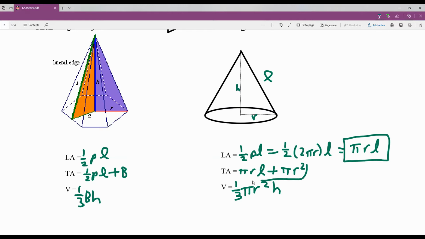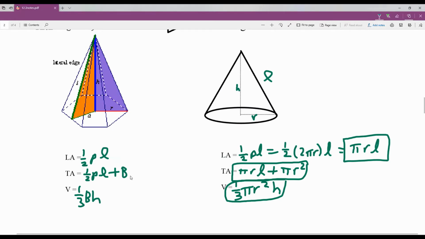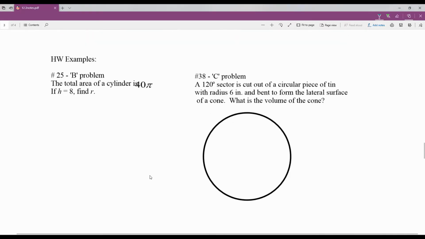So these are your three formulas that you're going to need moving forward here. Okay, so those are the formulas. Let's put this into practice here. We're going to have two examples, so we'll start off with this example here.